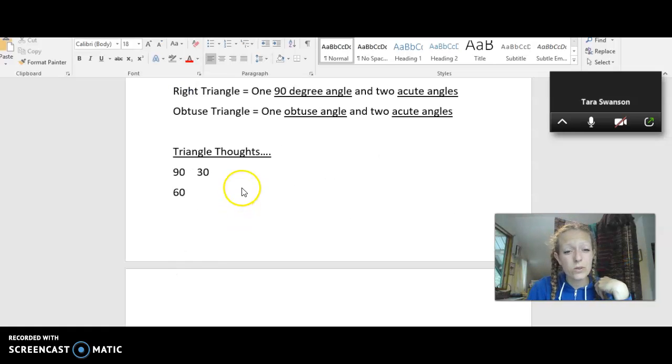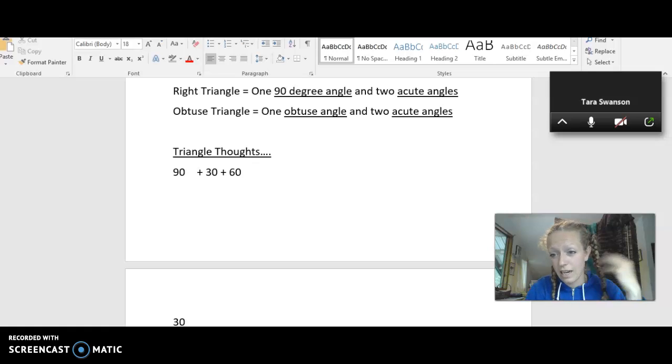So here's what's cool about triangles, and will help you maybe solve triangle angle mysteries in the future, is that all angles of a triangle should add up to 180 degrees. So let's see if it was true here. We have 90 plus 30 plus 60. Well, I grouped 30 and 60 together. I know that equals 90. 90 plus 90 equals 180.